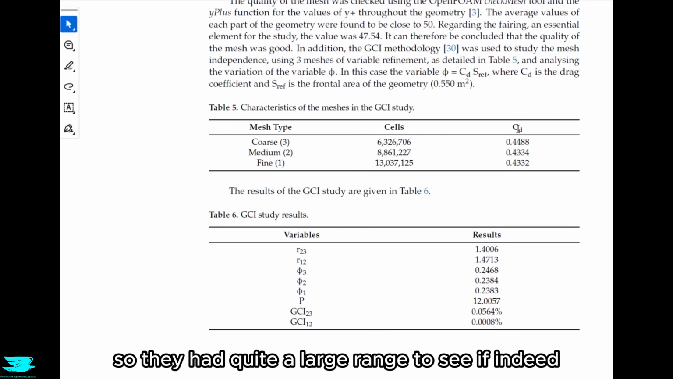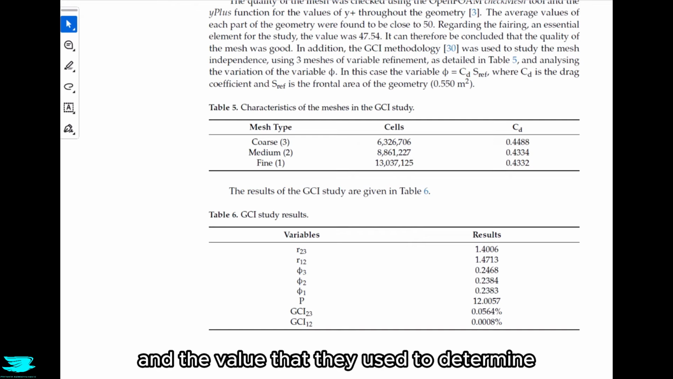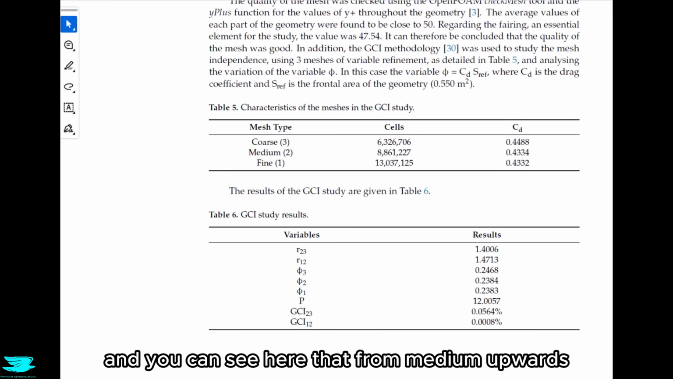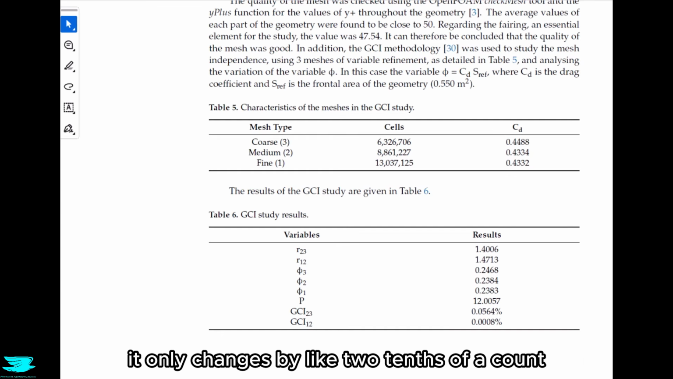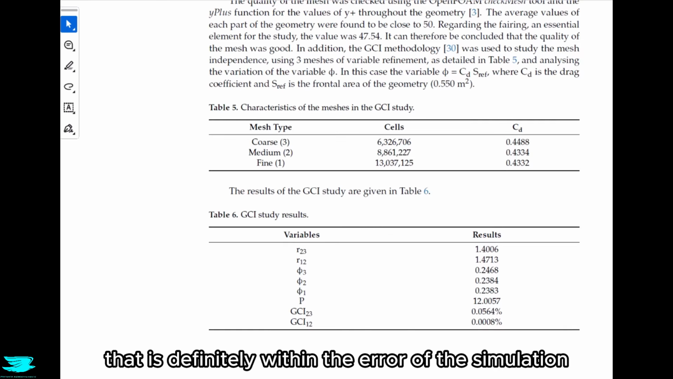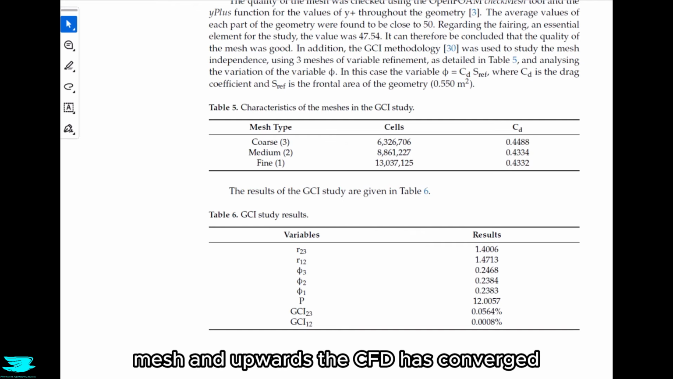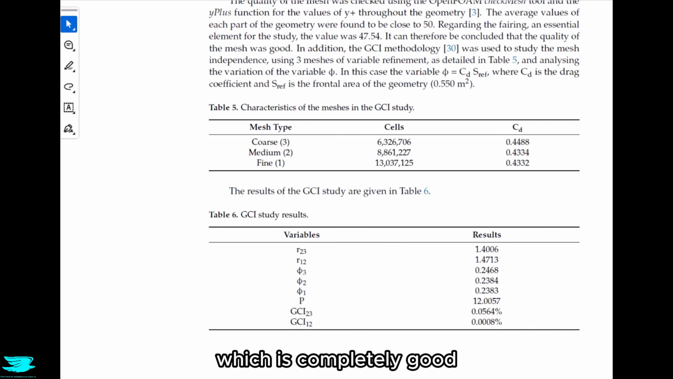So they had quite a large range to see if indeed their mesh was convergent. And the value that they used to determine that was the drag coefficient. And you can see here that from medium upwards, the drag coefficient doesn't really change very much. It only changes by like 0.2 of a count. That is definitely within the error of the simulation. So we can really say that at the medium mesh and upwards, the CFD has converged. And as such, they used the medium mesh, which is completely good.